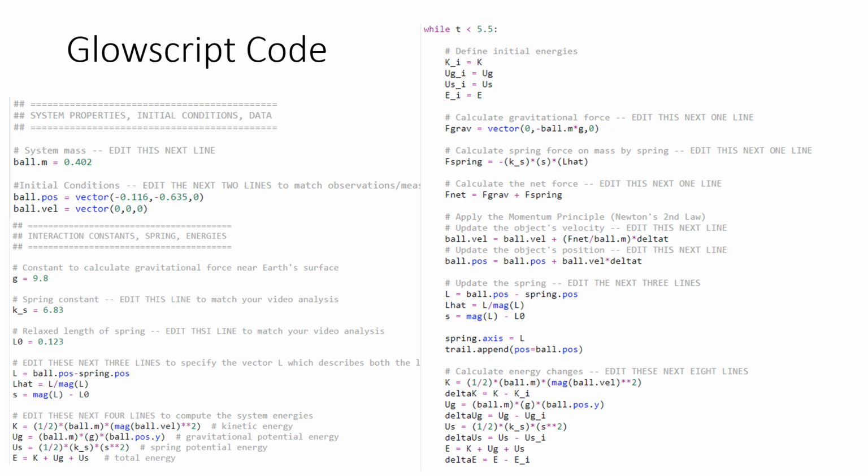And then on the right, we have the formulas for the force of gravity, which is the mass of the ball times g, and then the force of the spring, which is the spring constant times S times L hat, and then we add those to get the net force, and then the velocity and position update formulas. And then at the bottom we have the same formulas for the energies as on the left, but with the updated positions and velocities. And then we have the delta K, delta UG, and delta US being those updated energies minus their initial values.